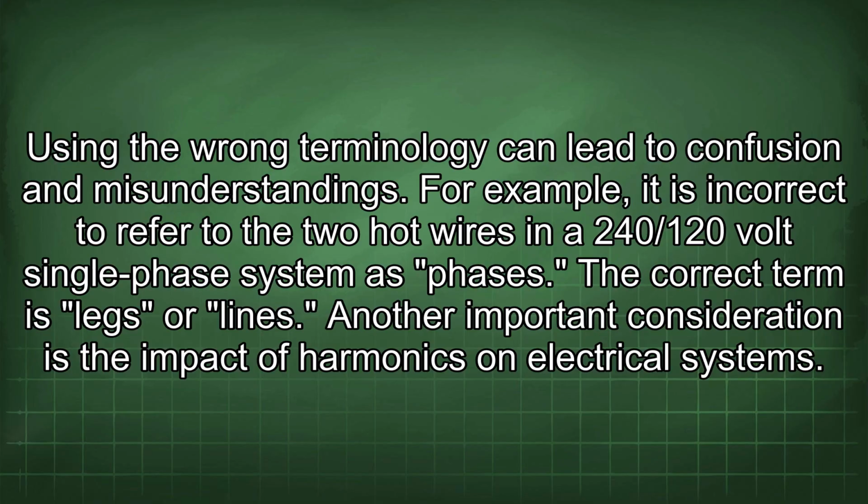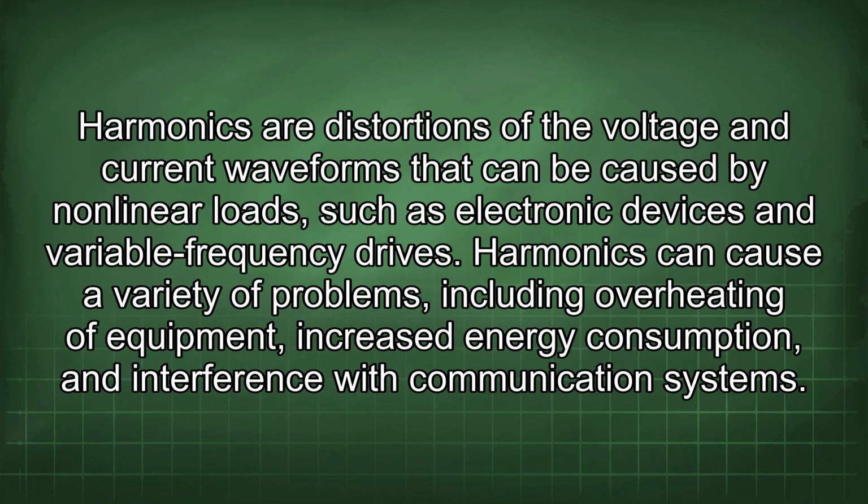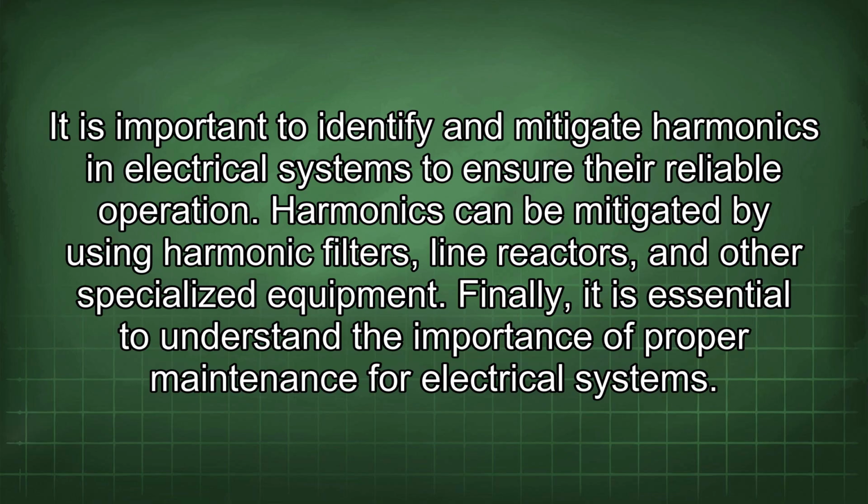Another important consideration is the impact of harmonics on electrical systems. Harmonics are distortions of the voltage and current waveforms that can be caused by nonlinear loads such as electronic devices and variable frequency drives. Harmonics can cause a variety of problems, including overheating of equipment, increased energy consumption, and interference with communication systems. It is important to identify and mitigate harmonics in electrical systems to ensure their reliable operation. Harmonics can be mitigated by using harmonic filters, line reactors, and other specialized equipment.